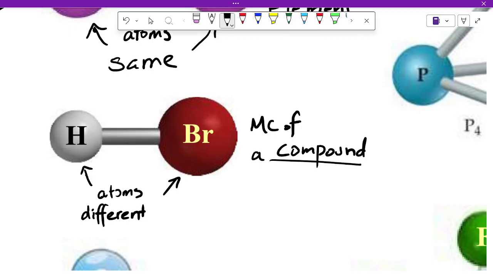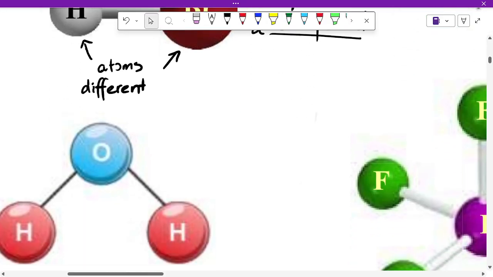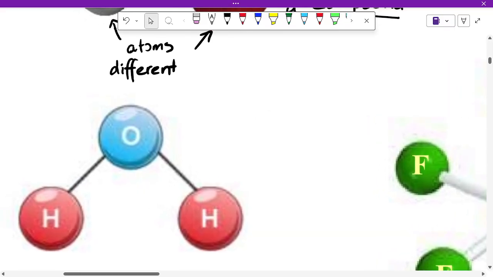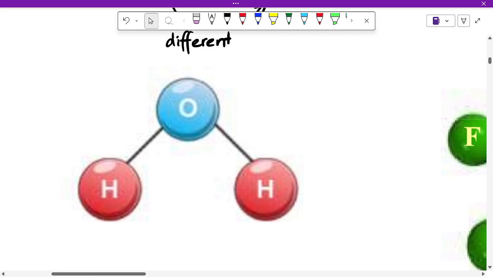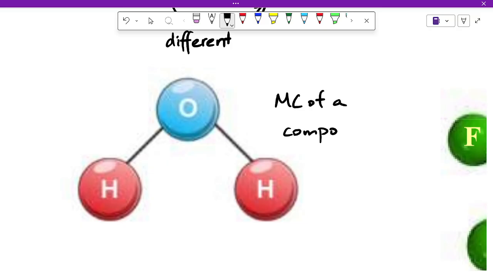But they're nonmetals. H is a nonmetal, Br is a nonmetal. Is this one a molecule of an element or a compound? This one here. That is a molecule of a compound. What would the formula for this be? H2O.